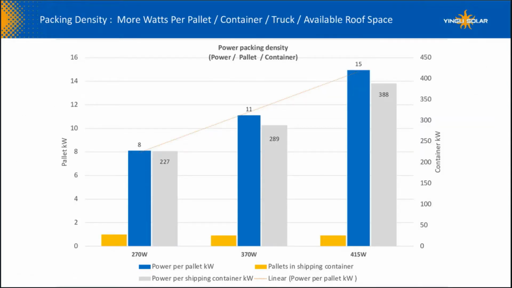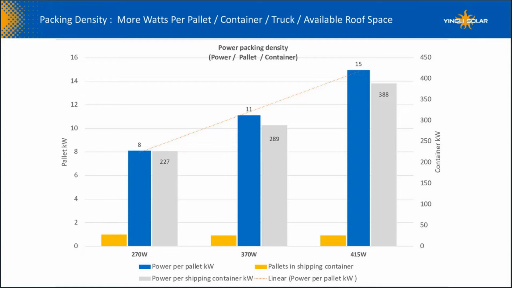Yingli have and will continue to invest heavily in research and development. The key goal of this investment is to be able to provide the most reliable and efficient module available with the most competitive levelised cost of energy. The gains that we have made over the years is coincidentally evident in this power packing density graph. It realistically wasn't that long ago that we were shipping off containers of 270 watt modules holding 227 kilowatts in total. Today, our 415 watt containers deliver 388 kilowatts at a time.